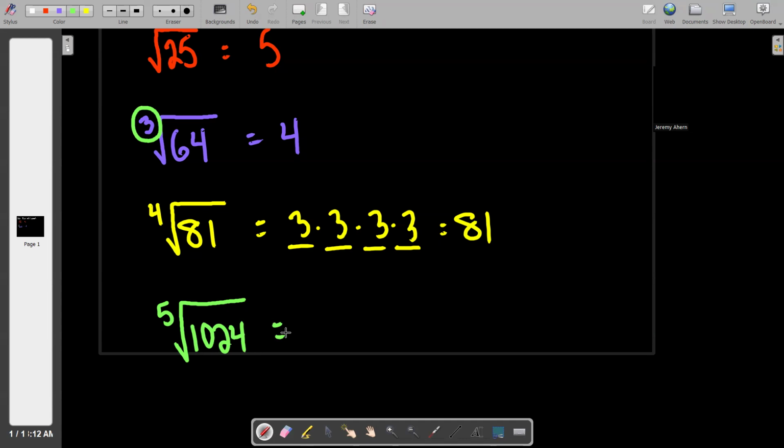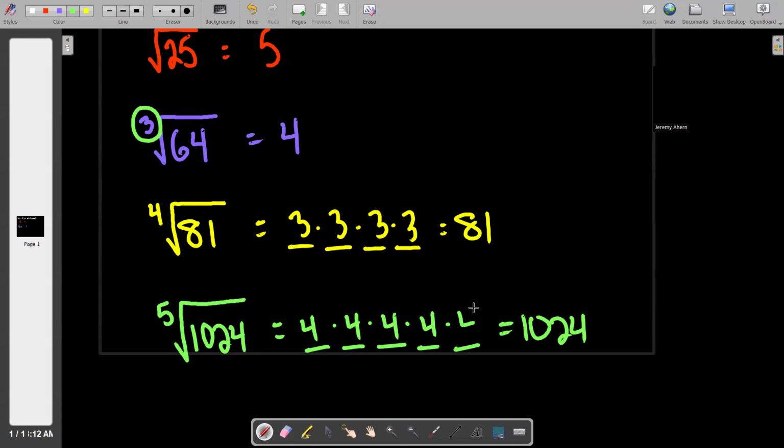And that's probably on your sheet. But what number would you have to multiply by itself 1, 2, 3, 4, 5 times to equal that answer? And the answer is 4. So that's why we say that the 5th root of 1024 equals 4.